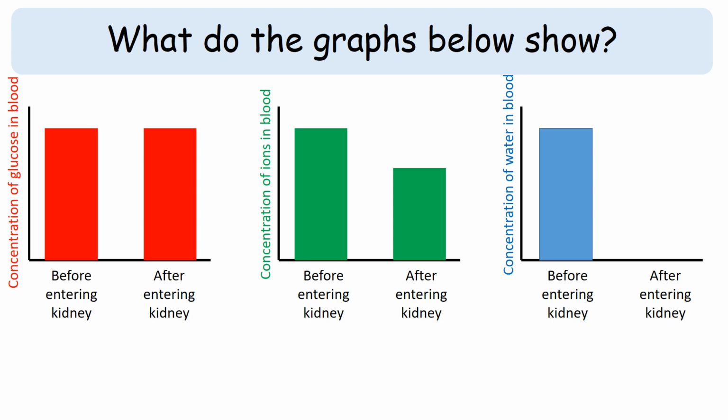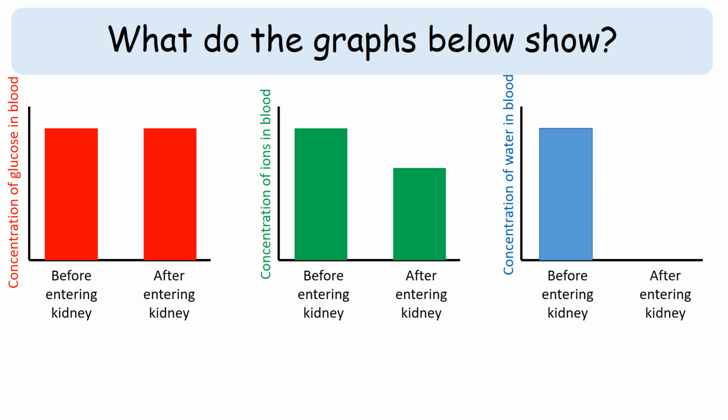The first one in red on the left shows the concentration of glucose in the blood. As it enters the kidneys, it's at that level, and when it leaves the kidneys, it is that level. So this shows that the concentration of glucose in the blood before and after entering the kidney is the same. So what we can say is that the kidneys have reabsorbed all of the glucose that has entered them. All of that glucose has gone into the kidney and all of it has been reabsorbed back into the blood. So the concentration remains constant. See the key words I've used there: concentration and reabsorption.